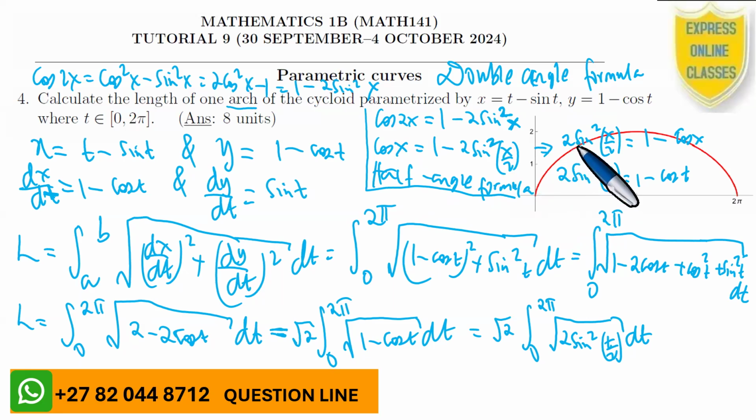At this point, you have 2 sine squared x over 2, which is 1 minus cosine x. Then what we're getting is that 2 sine squared t over 2 is 1 minus cosine t. So whenever you have 1 minus cosine t, it is exactly the same as 2 sine squared t over 2.